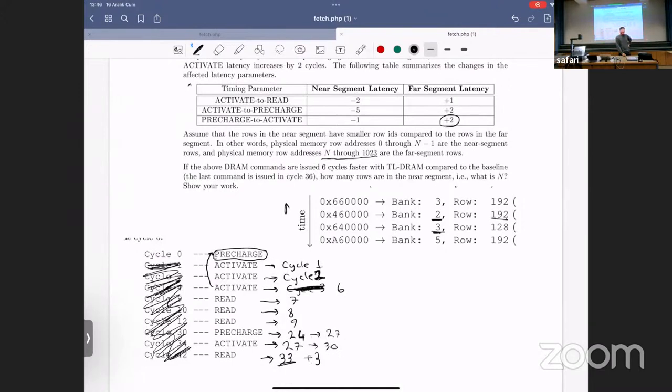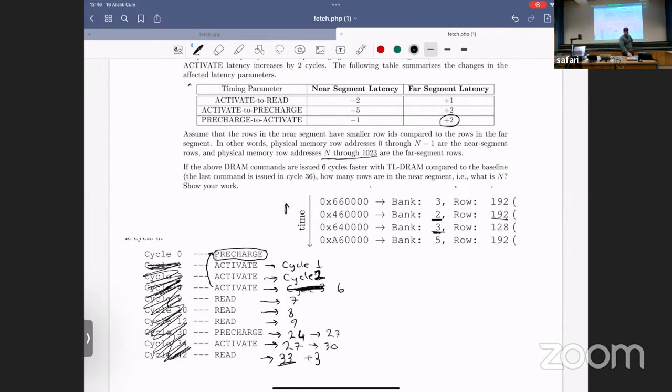Any questions on this? So I tried to minimize the latency by putting everything in the near segment first. And then because I ended up with a smaller latency than what the question asked for, I put only one row in the far segment. And when we did that, we got the correct latency value of 36 cycles.